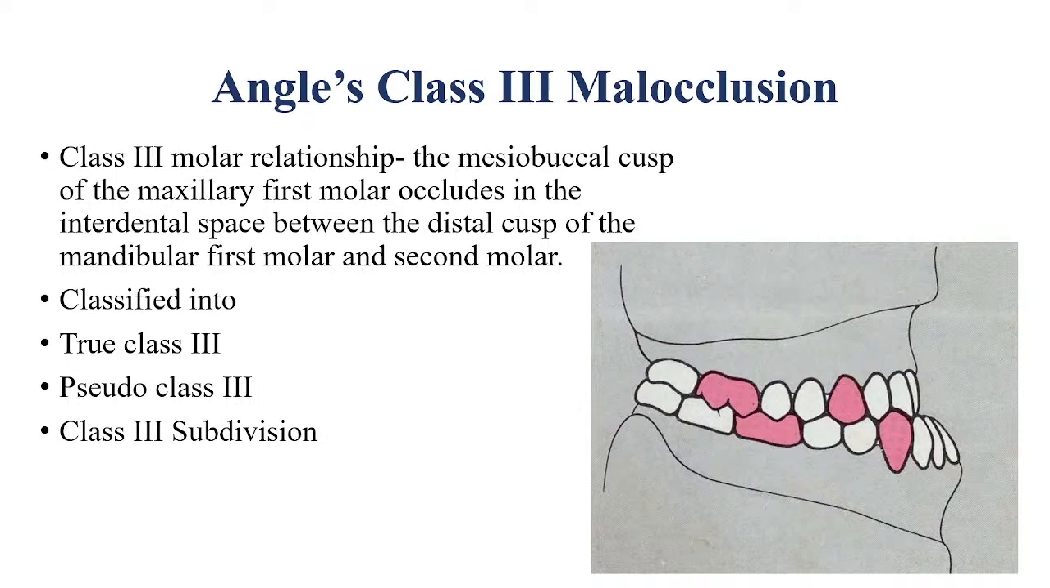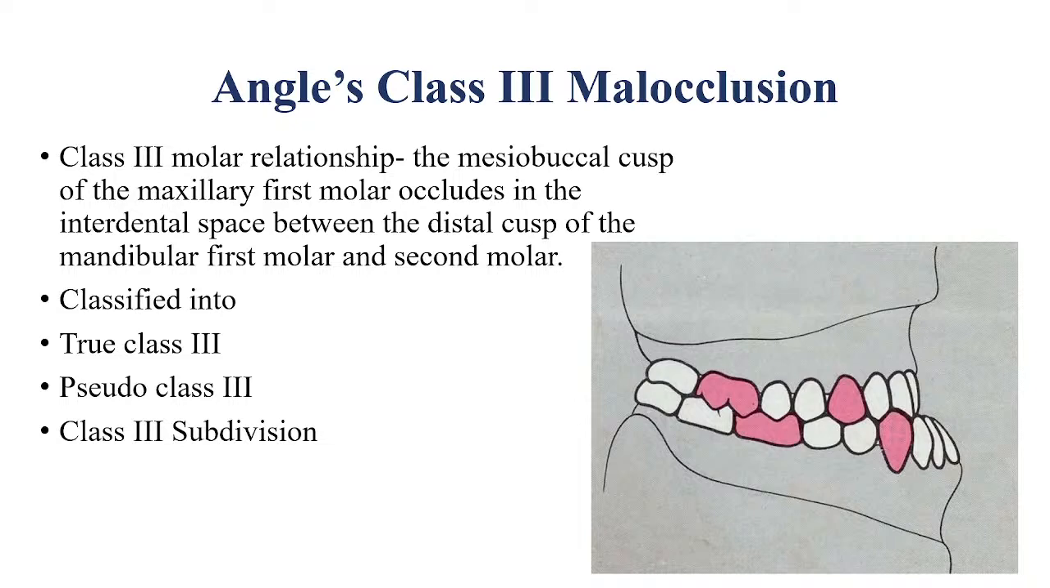Okay. So this is how we classify our malocclusions. Class 1, class 2, class 3. Now class 3 can be a true class 3, a pseudo class 3, or a class 3 subdivision. True class 3 means actually your mandible is ahead. Pseudo class 3 means the patient has developed a habitual position.